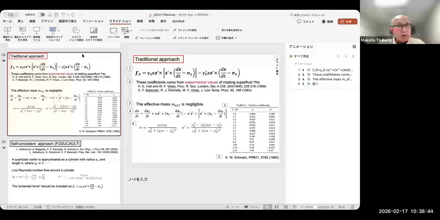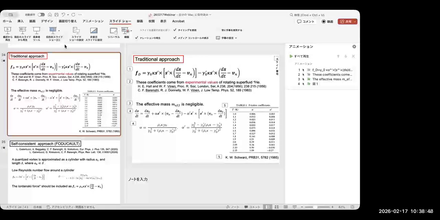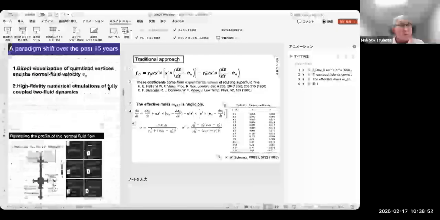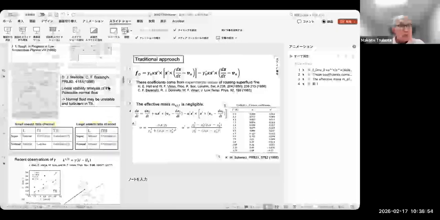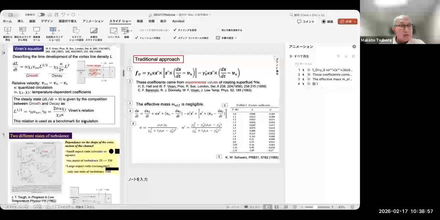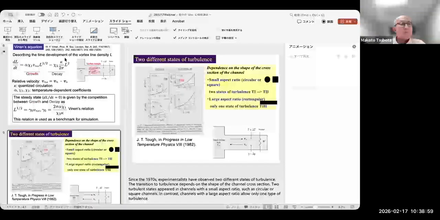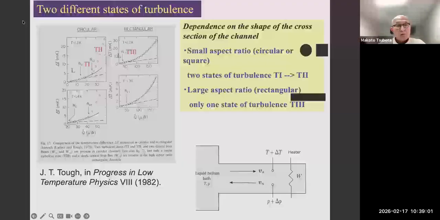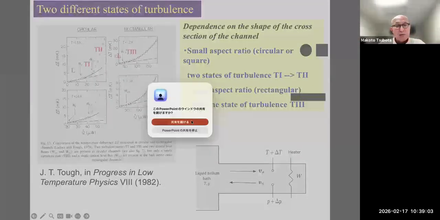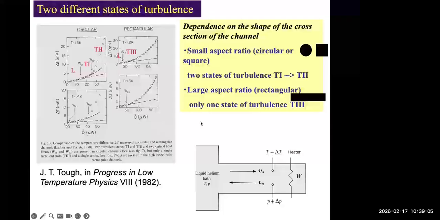Yes, you're talking about T2 and T3, right? Yeah, that's right. Just a moment. You're talking about this part, right? Yeah, exactly.